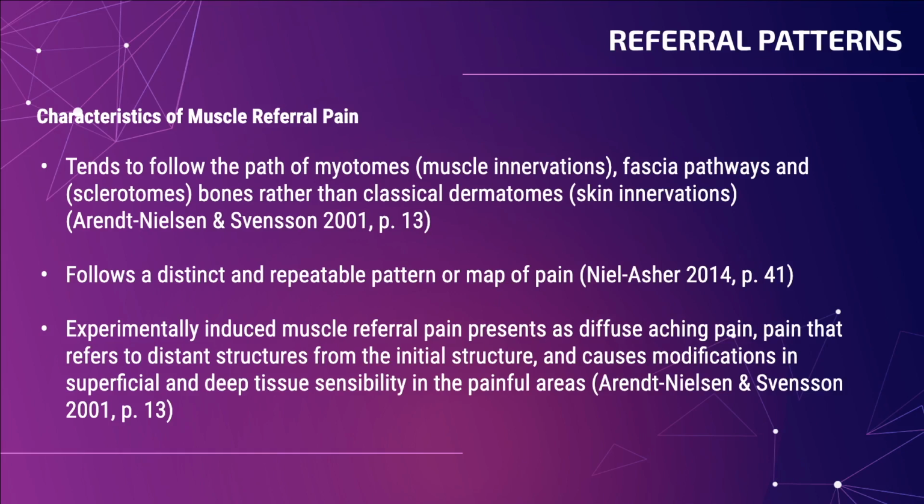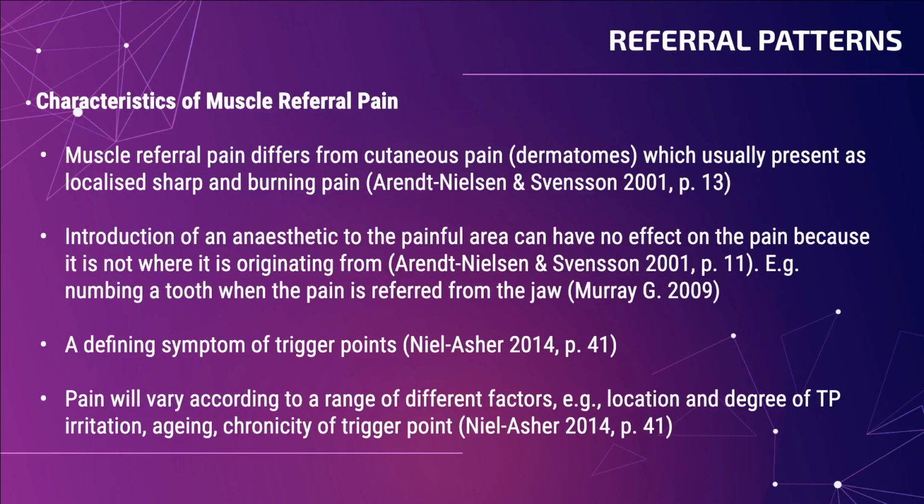Muscle-referred pain follows a distinct and repeatable pattern or map of pain. Experimentally induced muscle referral pain presents as diffuse aching pain, pain that refers to distant structures from the initial structure and causes modifications in superficial and deep tissue sensibility in the painful areas. It differs from cutaneous pain, which usually presents as localized, sharp and burning.